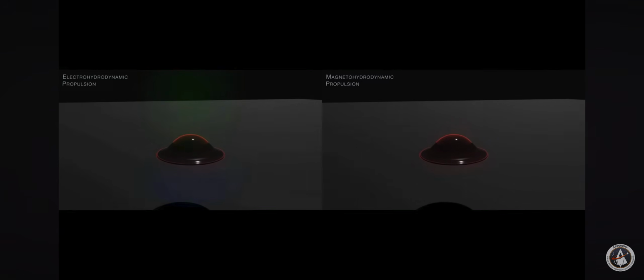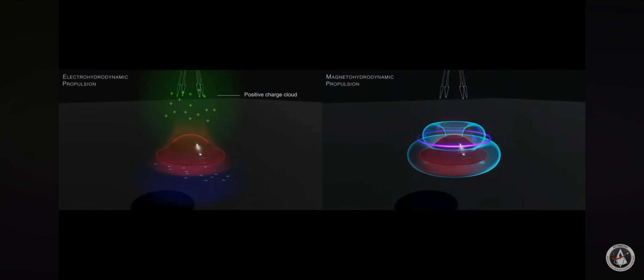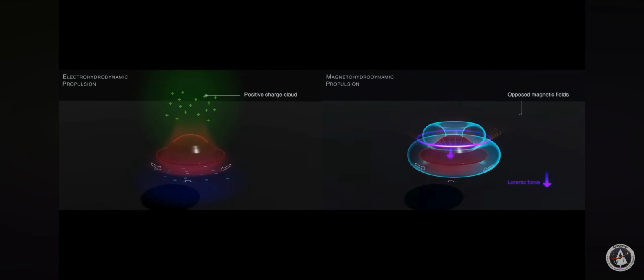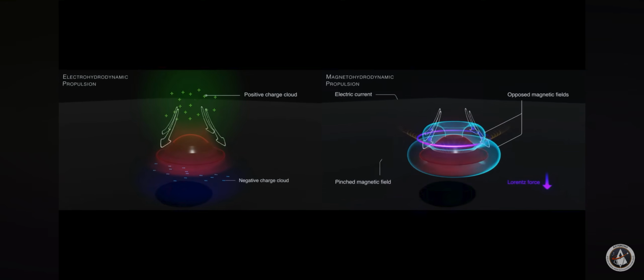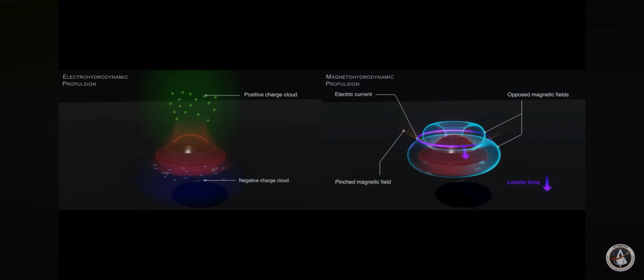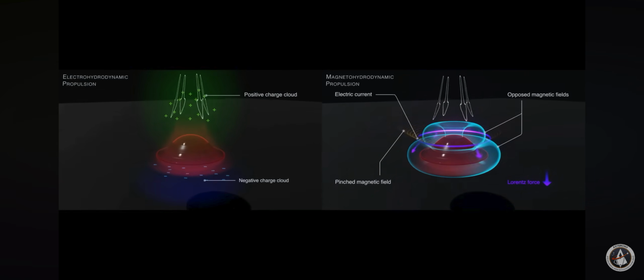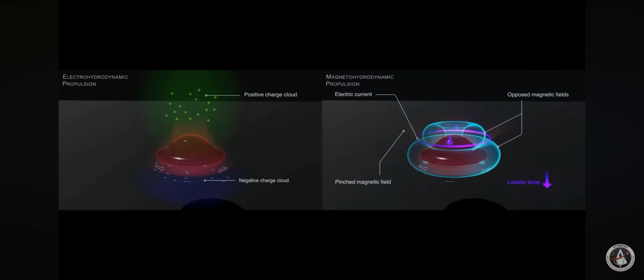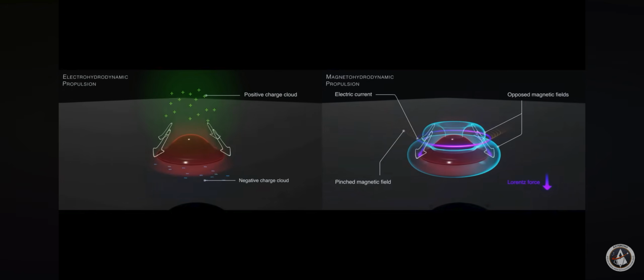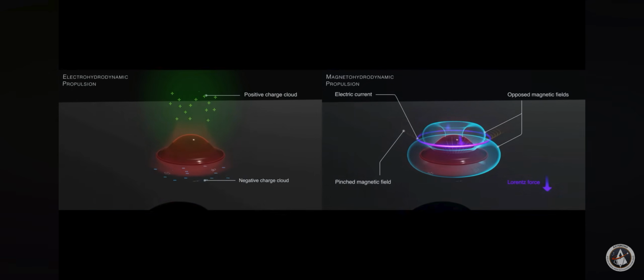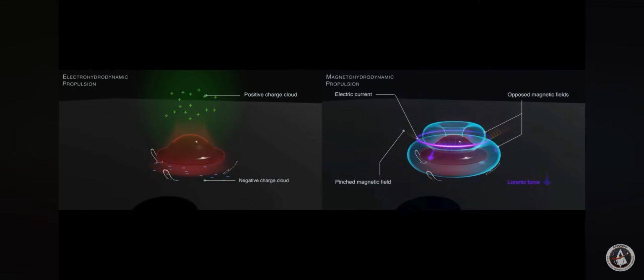This is where EHD propulsion, ion wind propulsion, and MHD propulsion can sometimes be confused with each other because in some vehicle designs, both forms of propulsion can be implemented on the same vehicle to maximize efficiency. Also, different versions or iterations of a vehicle might use only ion wind propulsion, only MHD propulsion, or both.